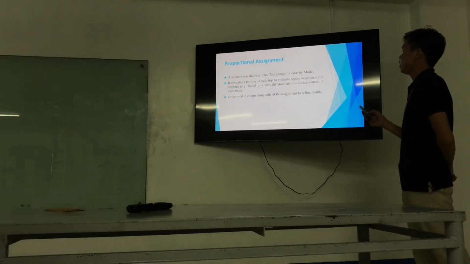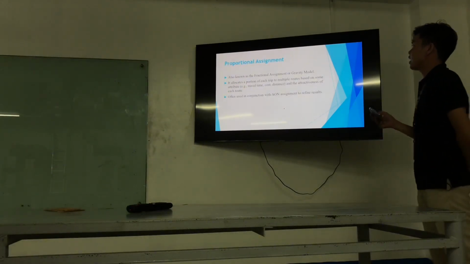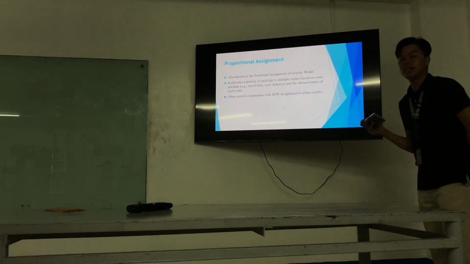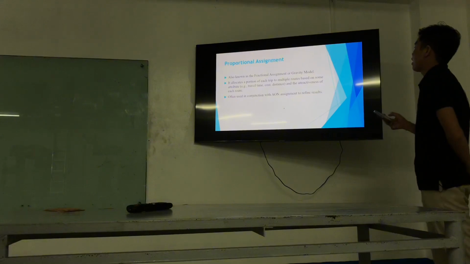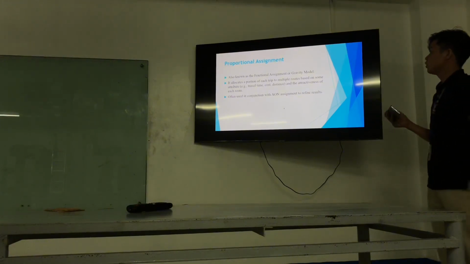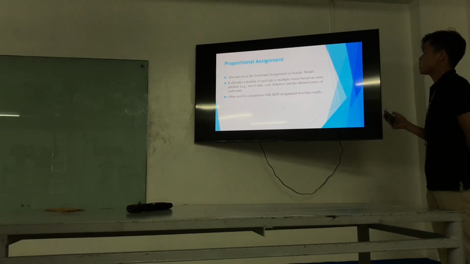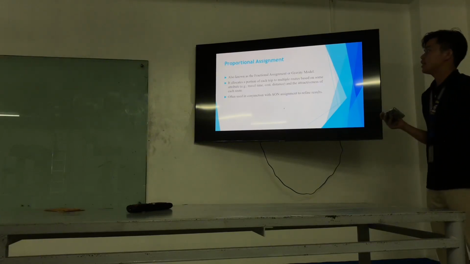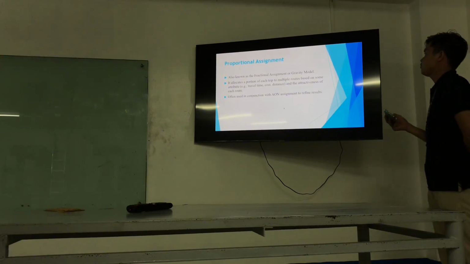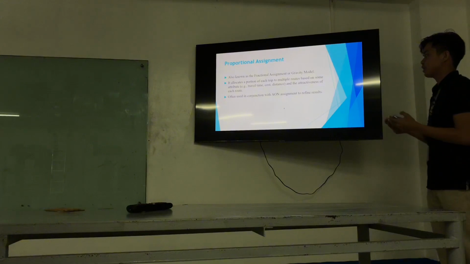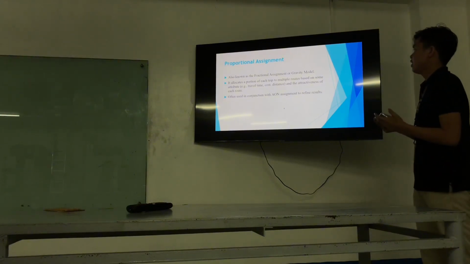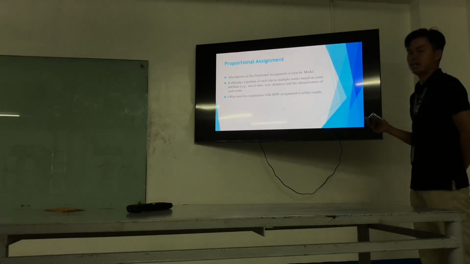In this topic, we have the proportional assignment. It is also known as the fractional assignment or gravity model. It allocates a portion of each trip to multiple routes based on some attribute, for example travel time, cost, distance, and attractiveness of each route. It is often used in conjunction with AON assignment to refine results.